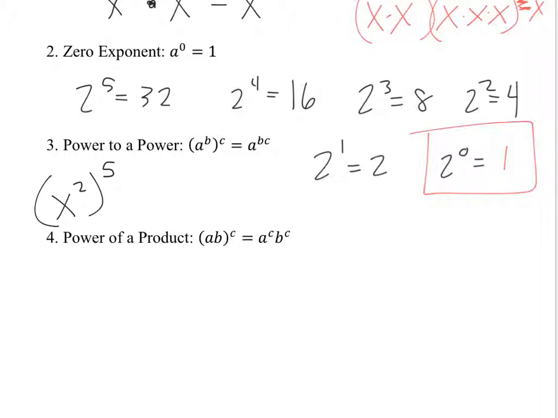How do you write it out to prove that this is true? If something is to the 5th, don't you write it 5 times? So isn't this really writing x squared 5 times? And then based on rule number 1, you know that you have to add the exponents. So this just becomes x to the 10th. So instead of adding the exponents 5 times, you just remember the rule. Multiply 5 times 2, that gives you 10.